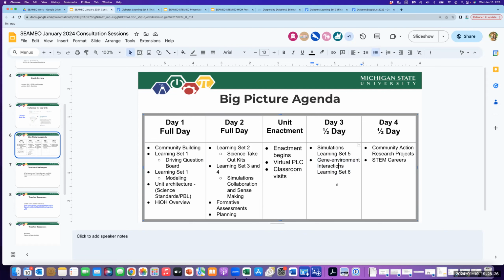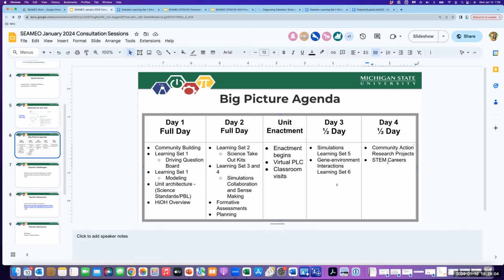And then a few weeks later, we have another half-day session, day 4, and this is where students are getting ready to do their own community action research projects. And the STEM careers are embedded throughout this diabetes unit. Students experience and are presented with different STEM careers that are involved with diabetes, with diagnosing diabetes.